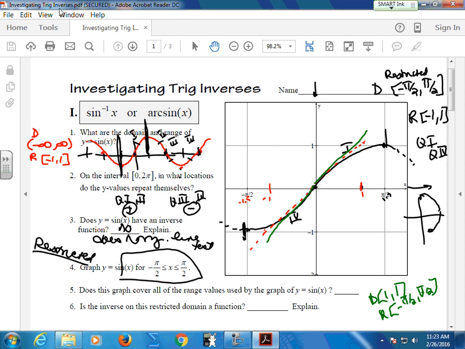Now, look at number 9. What is the value of y is equal to the sine of π/6? What angle is π/6? 30. So in here, this is my π/2. Here's my 30. What's the sine of 30? What's halfway between 0 and 1? Half, right? The sine of 30 is 1/2. What is the sine of -π/6? -30, -1/2, right? -1/2.